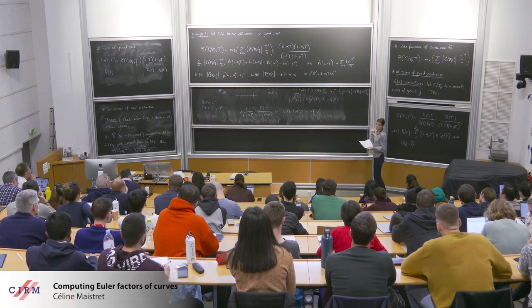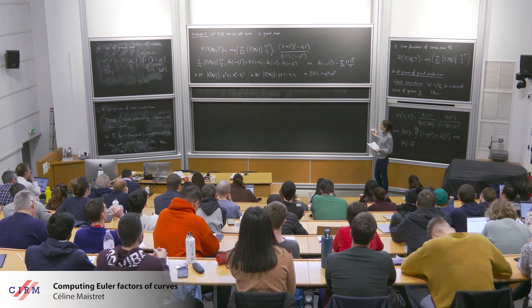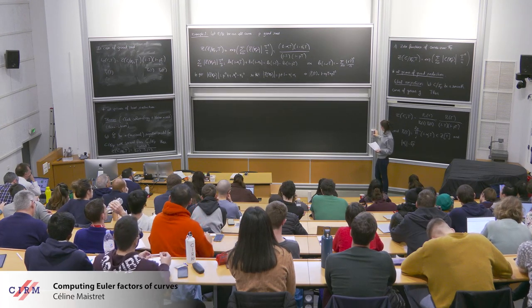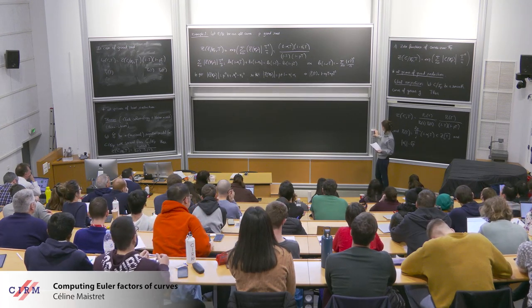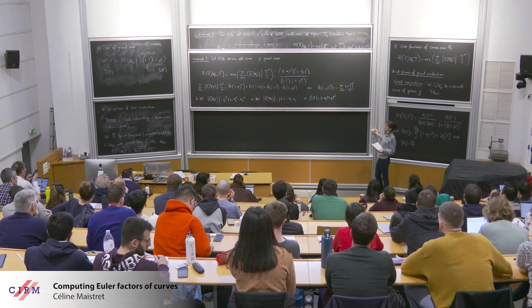So now, let's do the case that we're interested in, namely a genus 2 curve of bad reduction at p, while its Jacobian has good reduction at p.